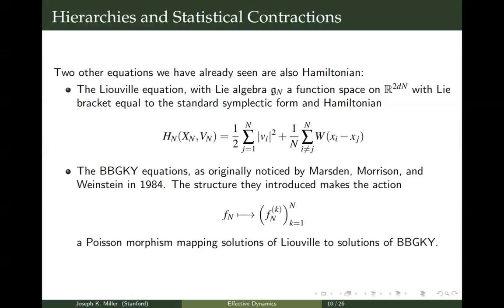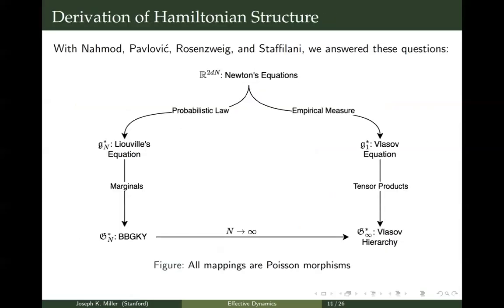Okay, so this is joint work. We figured out how to do this with Andrea Nahmod, my advisor, Natasa Pavlovic, Matt Rosenzweig, and Giulio Staffilani. We basically just, in short, proved this diagram. So if I start from Newton's equations at the beginning, I can put some geometric structure on there, Hamiltonian structure. I can view it two ways. One is I take the probabilistic law and I get Liouville's equation. I can put a Hamiltonian structure there. If I take marginals, I can get BBGKY and get structure there.